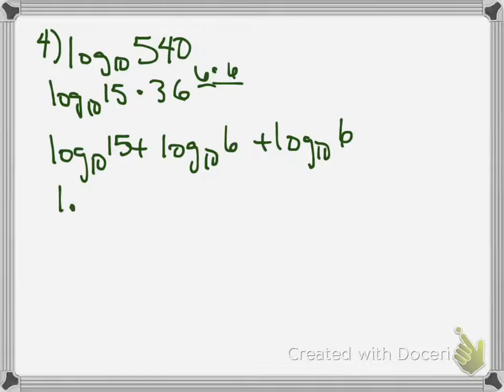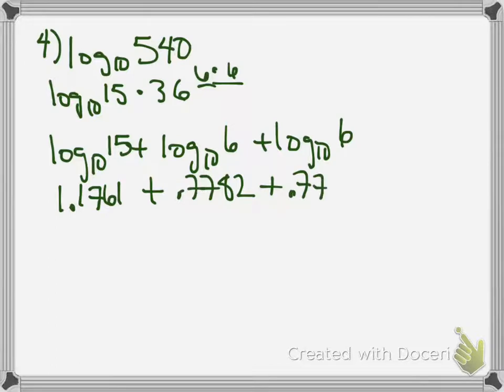Now that means I can put in the decimals: 1.761 plus 0.7782 plus another 0.7782 to get an answer of 2.7325. Yippee and yay. That was easy.